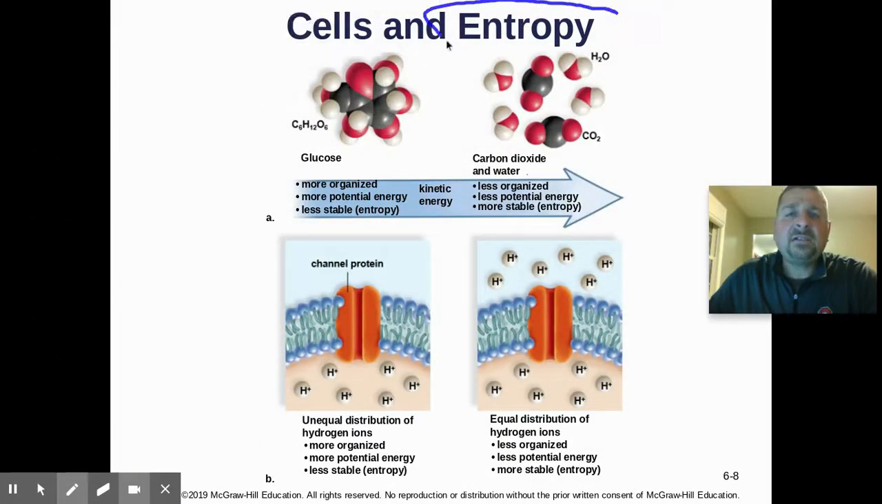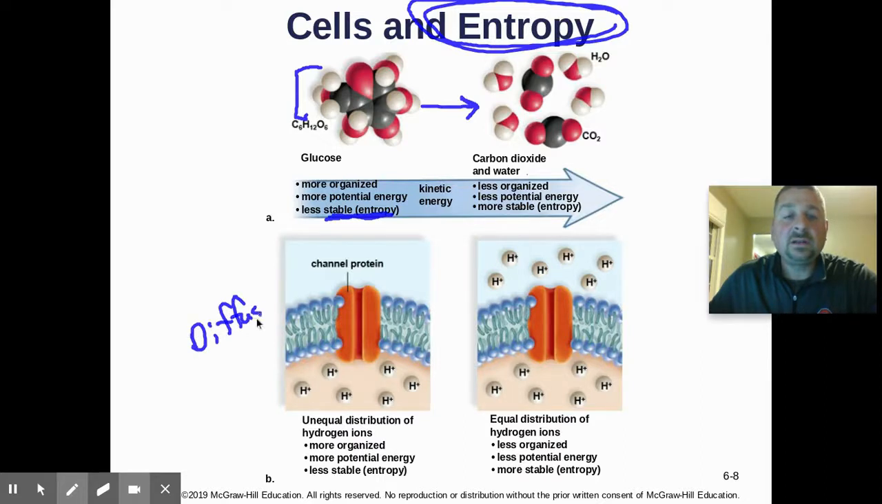Okay, this idea of entropy, or randomness. If you look at glucose, look how highly organized and structured that is. Okay, more organized, a lot more potential energy, but it is less stable. Okay, things in our universe tend to go towards randomness. If you think about the simple process of diffusion, where you have a whole bunch of ions on one side of a membrane, that is order. They don't like that. It's not stable.